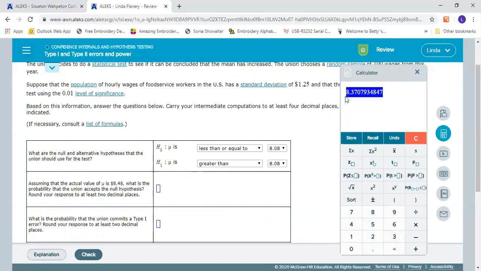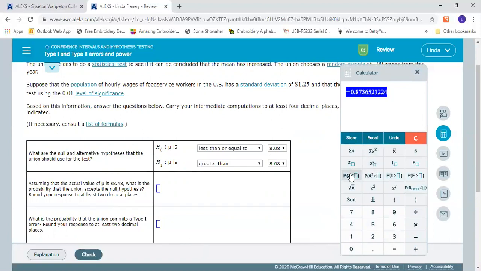I'm going to leave that value in there. Then I'm going to subtract my mean sub 1, which is my $8.48. I'm going to divide that by the standard deviation, $1.25, divided by the square root of n, which was 100, and that gives me my value that I'm going to put in there.